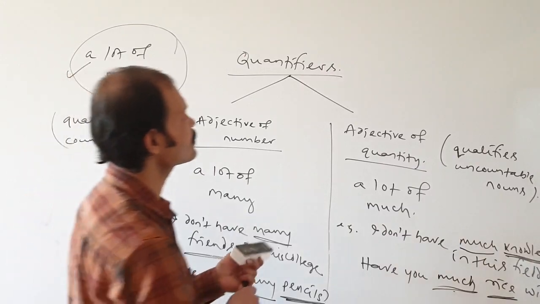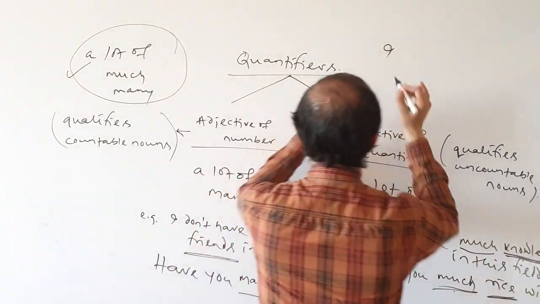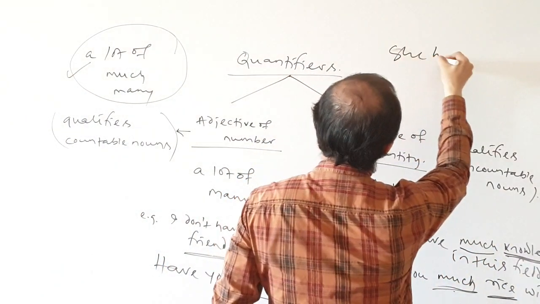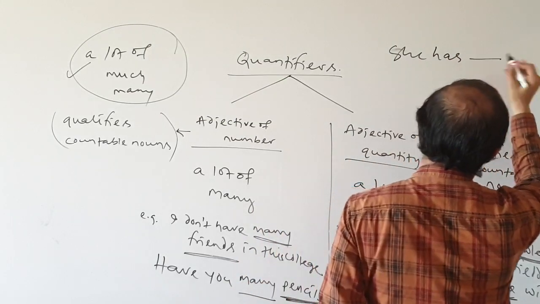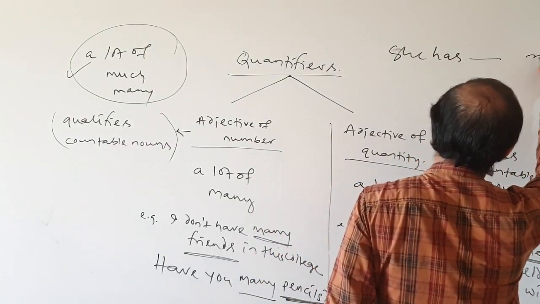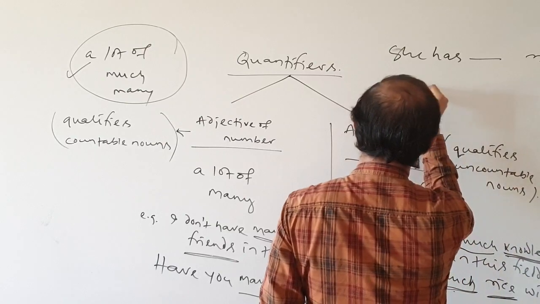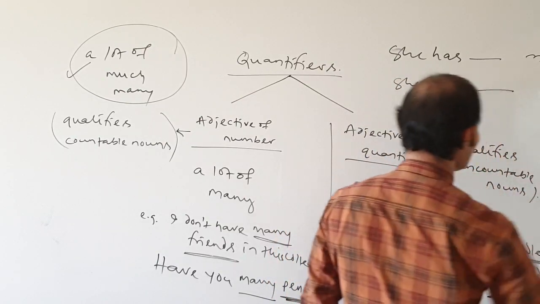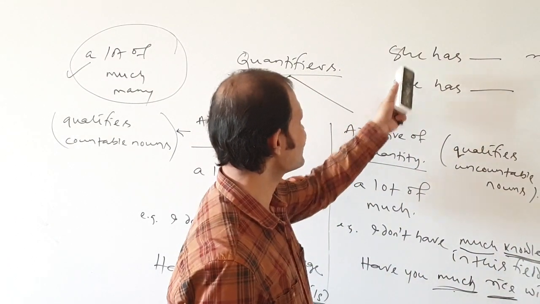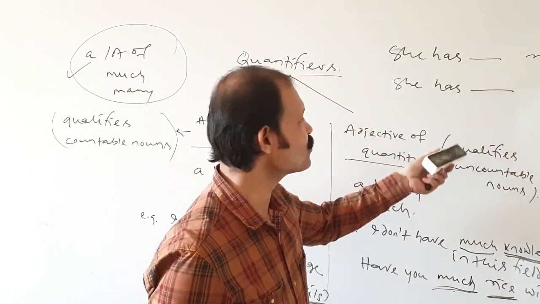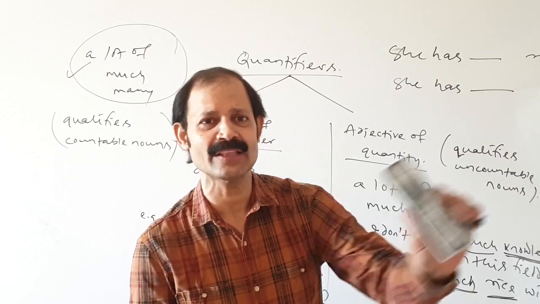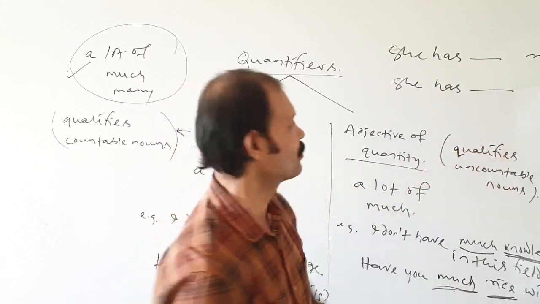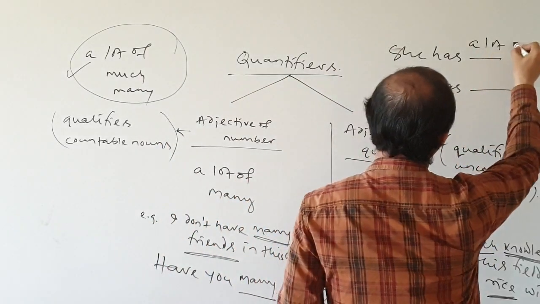Suppose the sentence is: she has this rice, and another sentence is: she has these pens. Because the sentence is affirmative, there is no need to check whether the noun is countable or uncountable. Blindly supply a lot of.